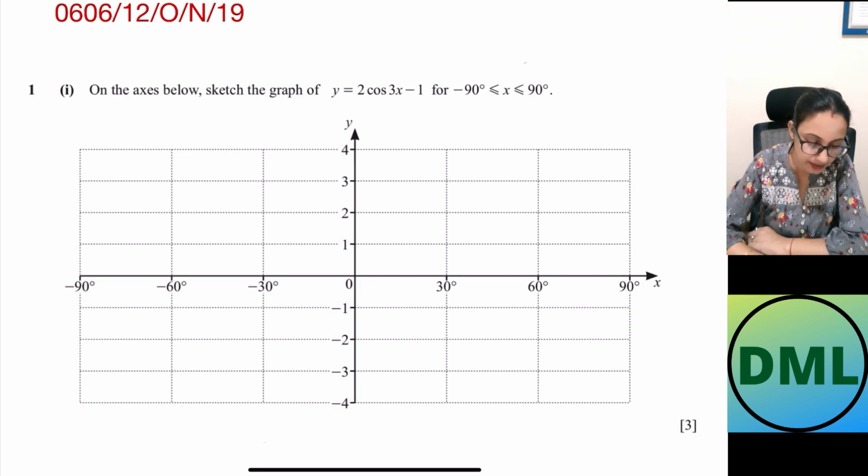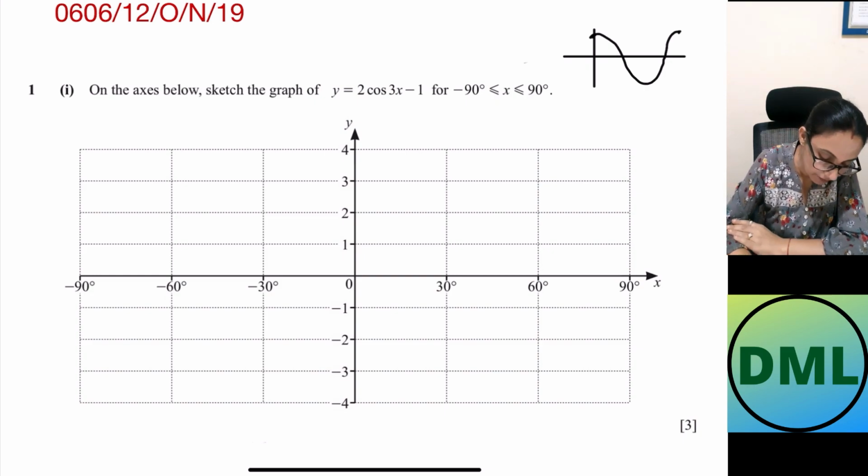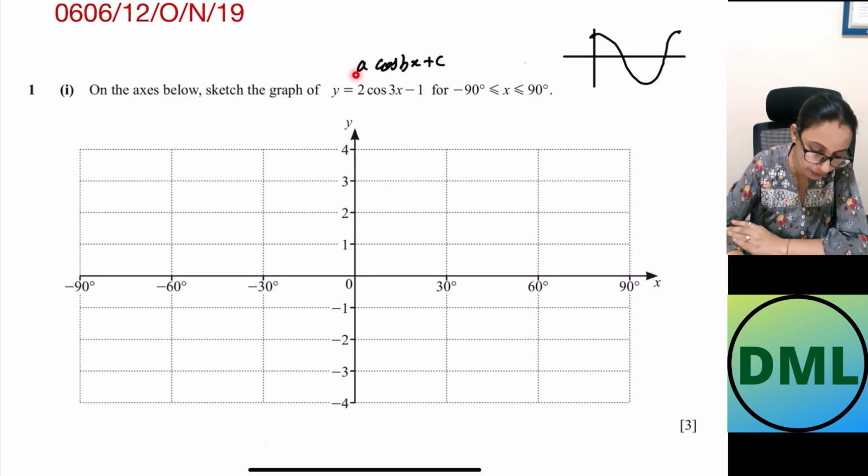We know our basic cos graph starts from 1. So it will start from 1, it will touch the axis, it will go down, it will touch the axis and again it will go to 1. I need to find out my axis, my amplitude and my period. Let's compare our graph with our basic graph. The basic graph will be given by a cos bx plus c. If I compare that, the value for a is 2, the value for b is 3 and the value for c is -1. Let's write down all the values here.